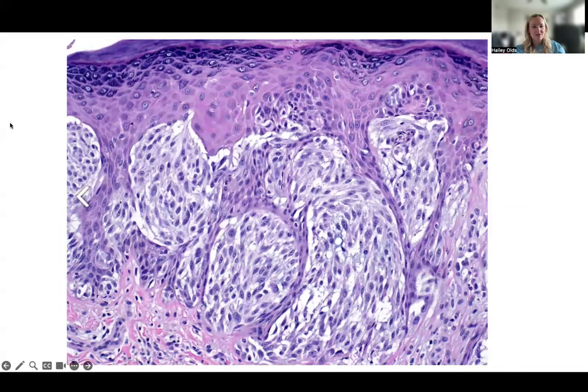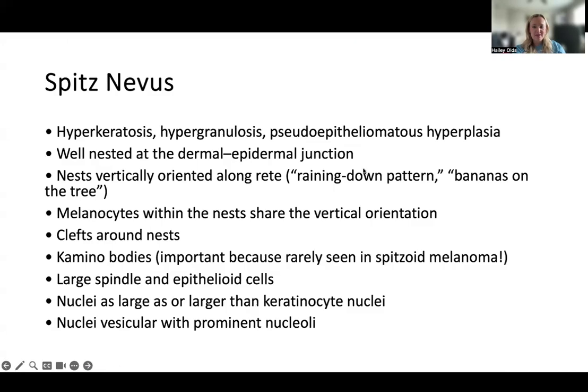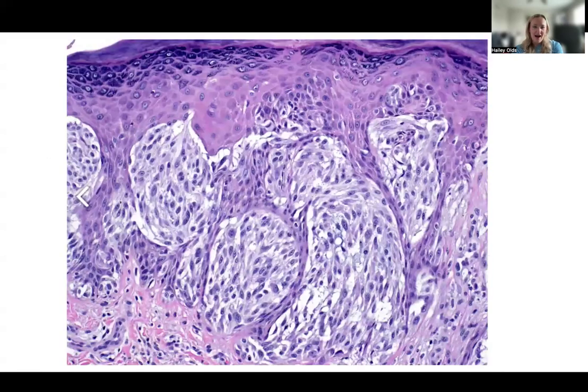Okay. So this one has some larger epithelioid, I should say, melanocytes, but they're still well nested. So this is a Spitz nevus. And you may see pseudoepitheliomatous hyperplasia or hypergranulosis, but they're well nested at the DEJ. And the nests are a lot of times more vertically oriented, which some people call like the bananas on the tree. I guess what they're talking about is like this kind of looks like a bundle of bananas, like it's more vertical than how they normally are.